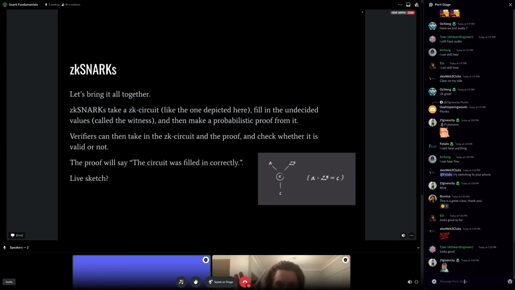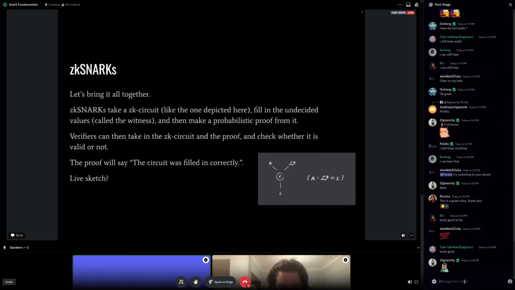Also, sorry, this is the prover doing this. So we talk about the prover, the person who fills in the circuit is the prover. And the values they fill in the circuit with, we call the witness, which is a term you should probably remember because it's one that gets missed a lot, but it is very, very important. You fill in the undecided values, and then you make a probabilistic proof from your filled in circuit. That's what the prover does.